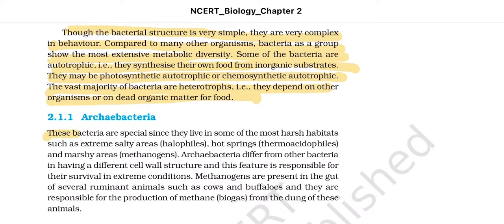Archaebacteria. These bacteria are special since they live in some of the most harsh habitats such as extreme salty areas, halophiles, hot springs, thermoacidophiles, and marshy areas, methanogens. Archaebacteria differ from other bacteria in having a different cell wall structure, and this feature is responsible for their survival in extreme conditions. Methanogens are present in the gut of several ruminant animals such as cows and buffaloes, and they are responsible for the production of methane biogas from the dung of these animals.